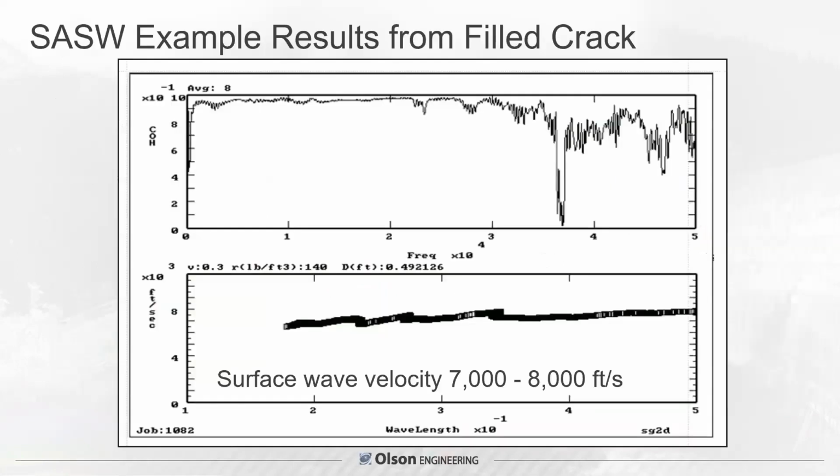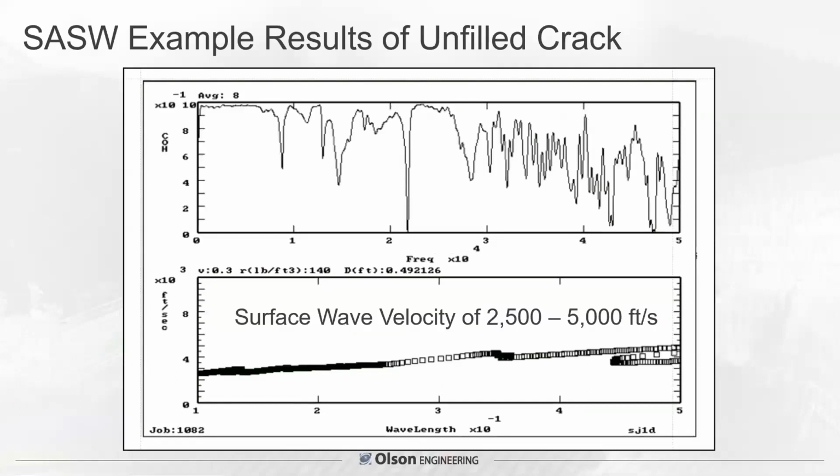So this shows example results from a filled crack. The coherence is a signal to noise ratio. It's generally near 1 over this frequency range of 0 to 50,000 hertz. But in the lower part is the so-called velocity versus wavelength. Velocity on the left is showing surface wave velocities from wavelengths of only about 0.15 feet up to the half-foot thickness of the web, between 7,000 and 8,000 feet per second, which is a very good velocity and normal for repaired concrete with well-injected epoxy-injected cracks.